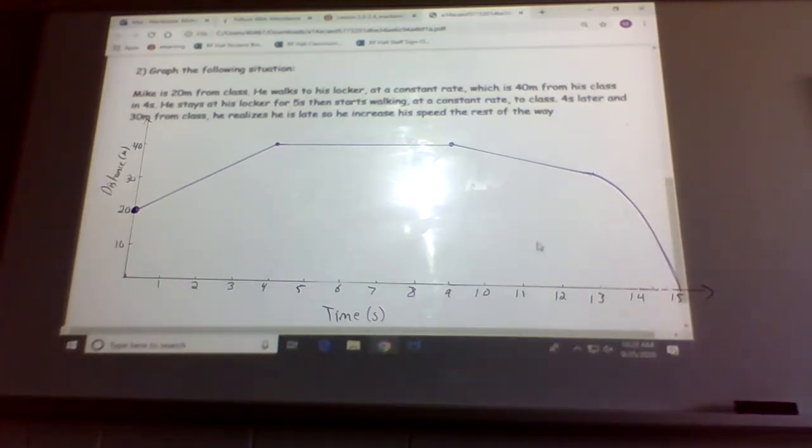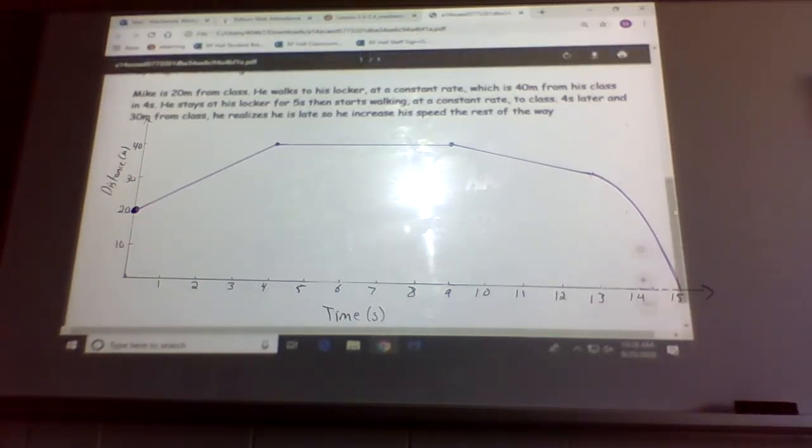30 meters in like a second? 30 meters in 2 seconds. Yes. Okay, 15 meters a second. You know that we don't run to class. It's fast. All right, they're just picking numbers, right?